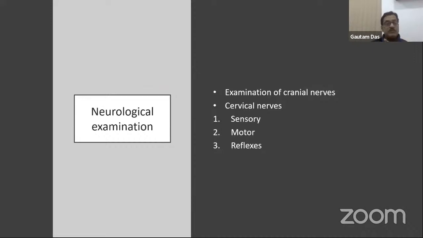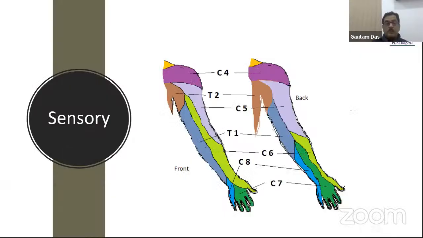Then come the neurological examinations. The whole set of neurological examinations should be done, starting from the cranial nerves, because in the neck, cranial nerve examination is very important. Then come the sensory areas. For the sensory areas, as I was telling you, you have to remember the root values.